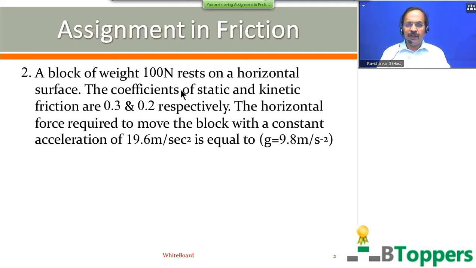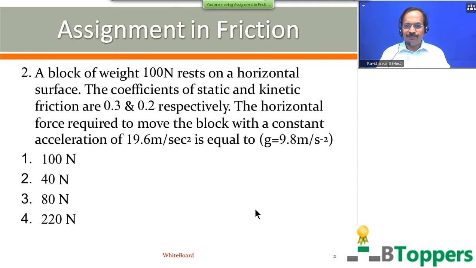Block of weight 100 Newton rests on a horizontal surface. The coefficients of static and kinetic friction are 0.3 and 0.2 respectively. The horizontal force required to move the block with a constant acceleration of 19.6 meter per second square is equal to. Come on, try the problem. I have shown the 4 multiple choice options on screen. You have to take g equal to 9.8 meter per second square for this problem. Come on, try this question.